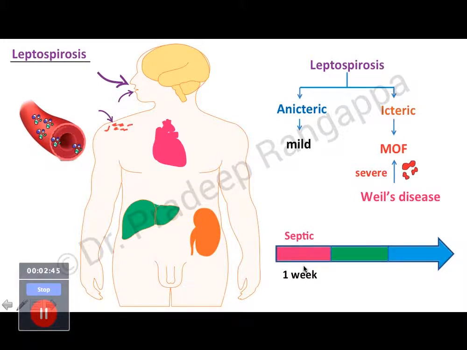Leptospira typically has three phases. The first week is called the septic phase. The second week is called the immune phase, where there is extensive immune activation leading to vasculitis. And the third phase happens in the third week, which is the convalescent or recovery phase.